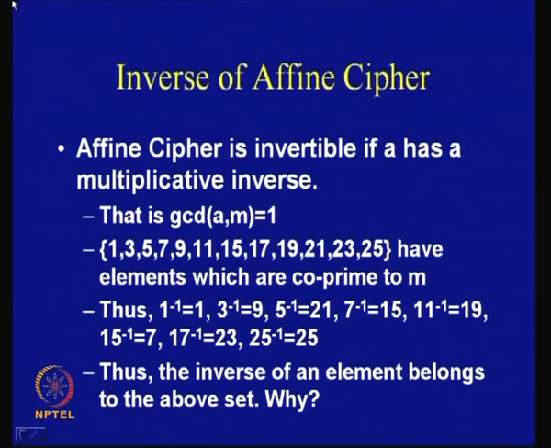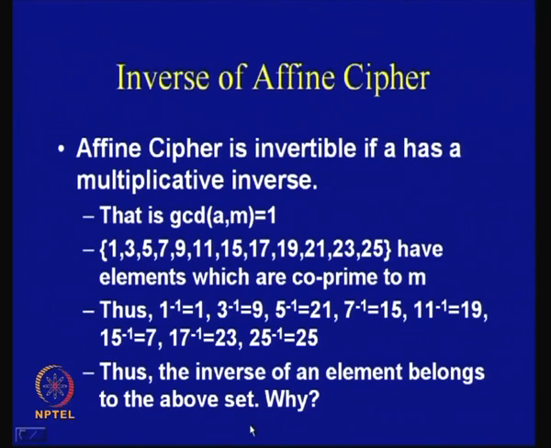So you can actually verify that they have multiplicative inverse, because 1 inverse is equal to 1, 3 inverse is equal to 9. If you multiply 3 into 9 you get 27, and if you take modulo 26 that is 1. 5 inverse is 21, you can verify this. 7 inverse is 15, 11 inverse is 19, 15 inverse is 7, 17 inverse is 23 and 25 inverse is 25. That means that all these numbers essentially have multiplicative inverse.